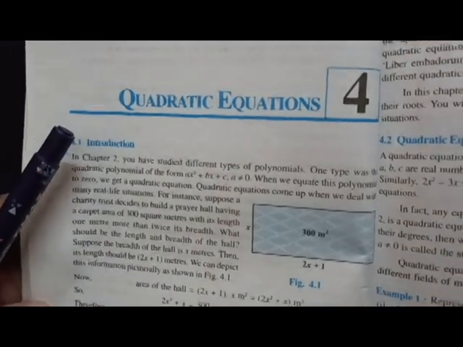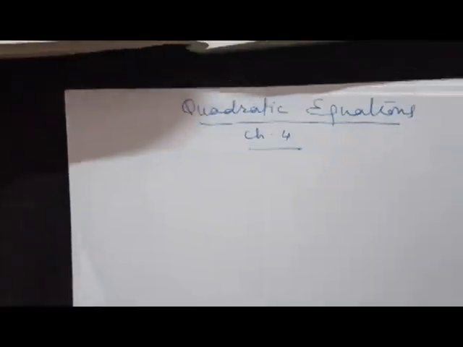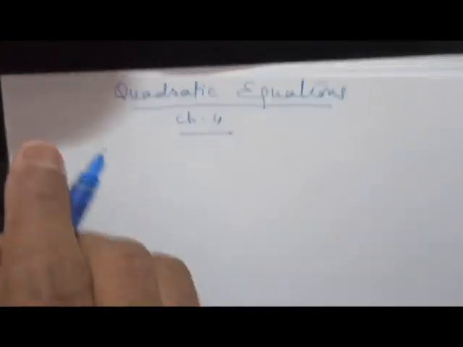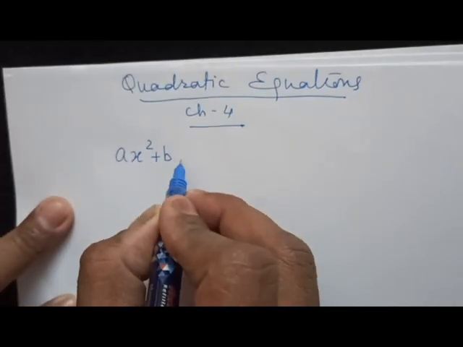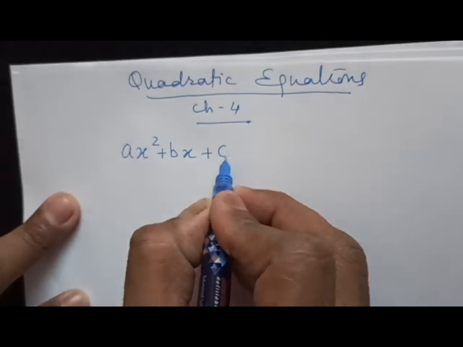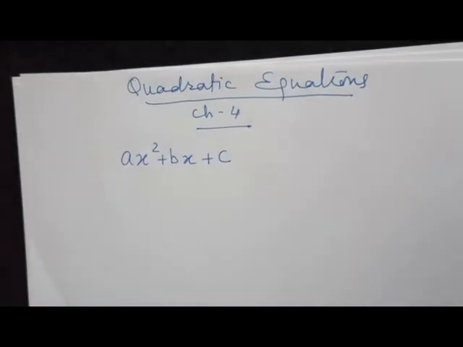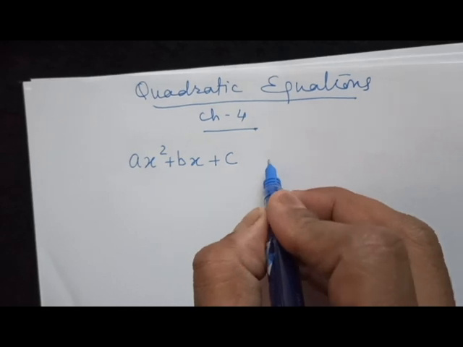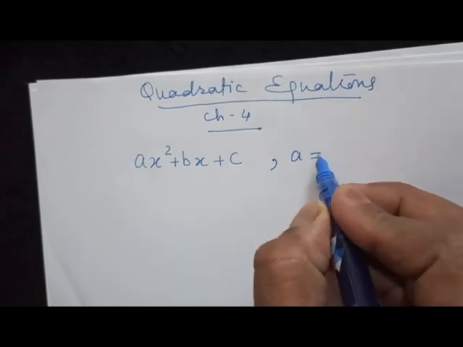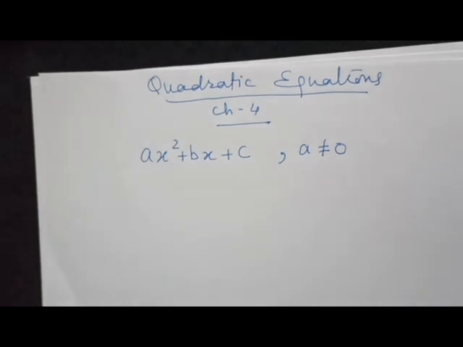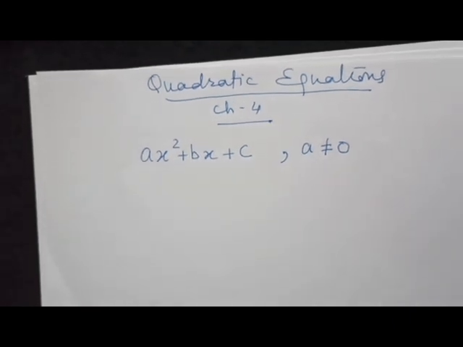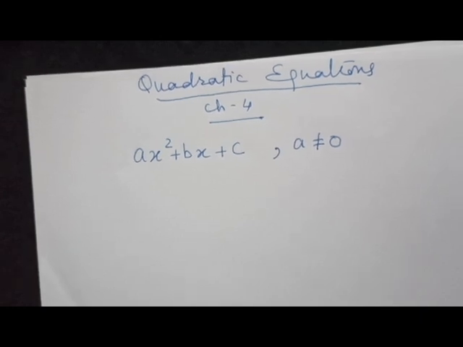Now students, as you have already studied, what are quadratic polynomials? They are basically ax square plus bx plus c. But the most important condition along with it is a should not be equal to 0. b and c can be equal to 0, but a cannot be equal to 0. So this was quadratic polynomial.